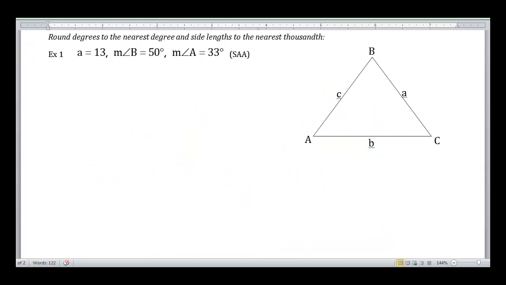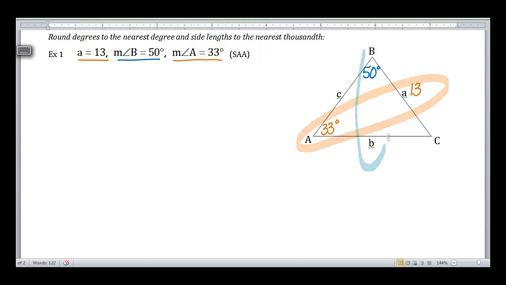So down here in example 1, the first thing I'm going to start by doing is labeling everything I know. I see that side A is a value of 13 units, and its opposite angle, angle A, is 33 degrees. I am also given that angle B is 50 degrees. The reason why I want to label all of those first is because that's going to help me decide what I have as far as an angle that I know and an opposite side that I know.